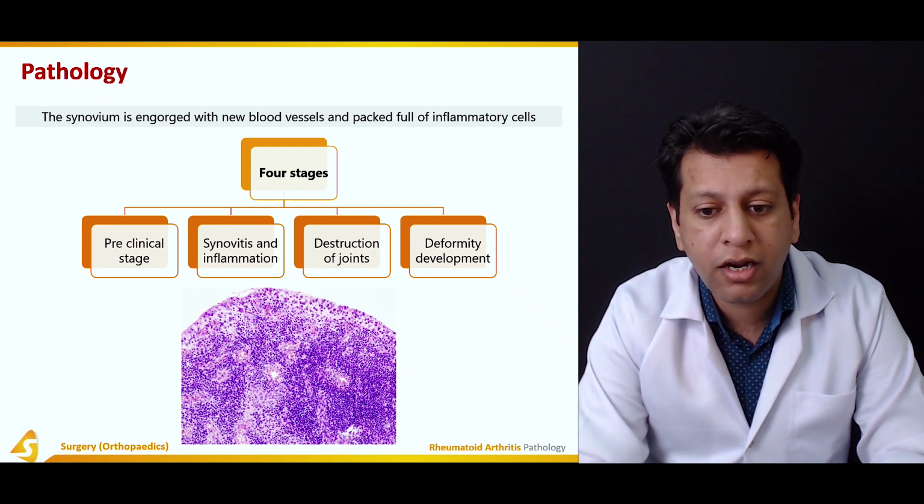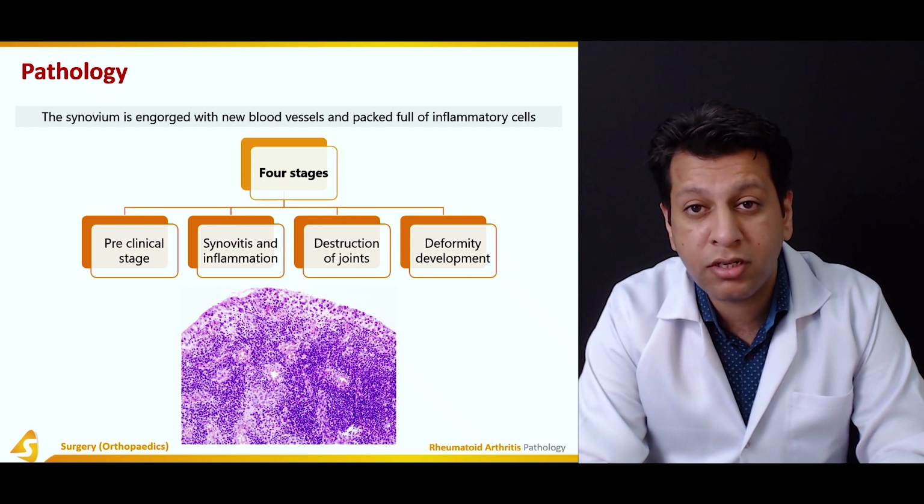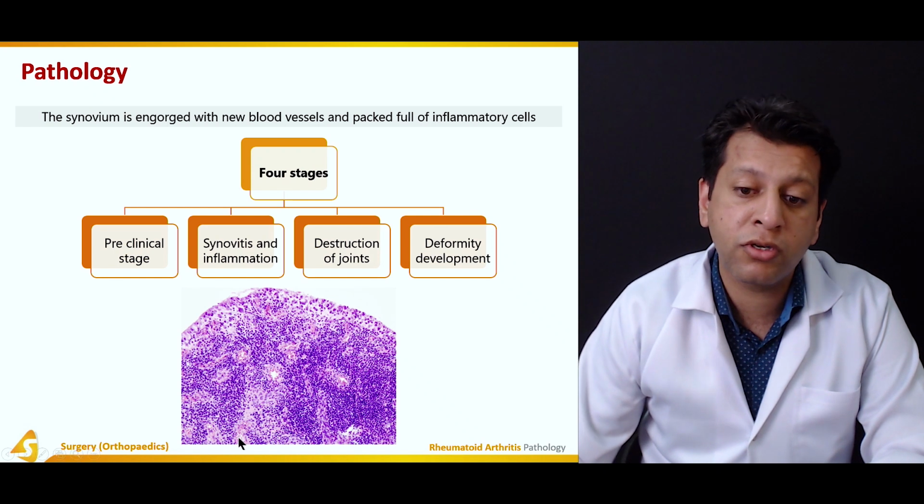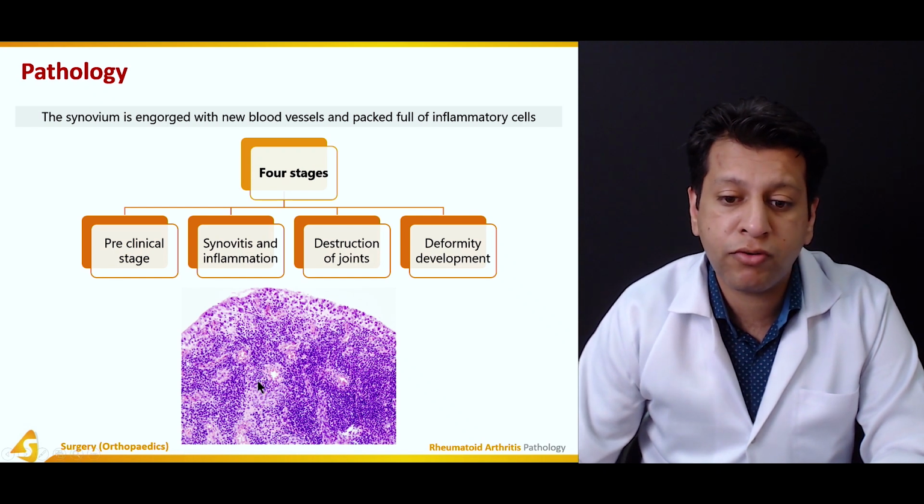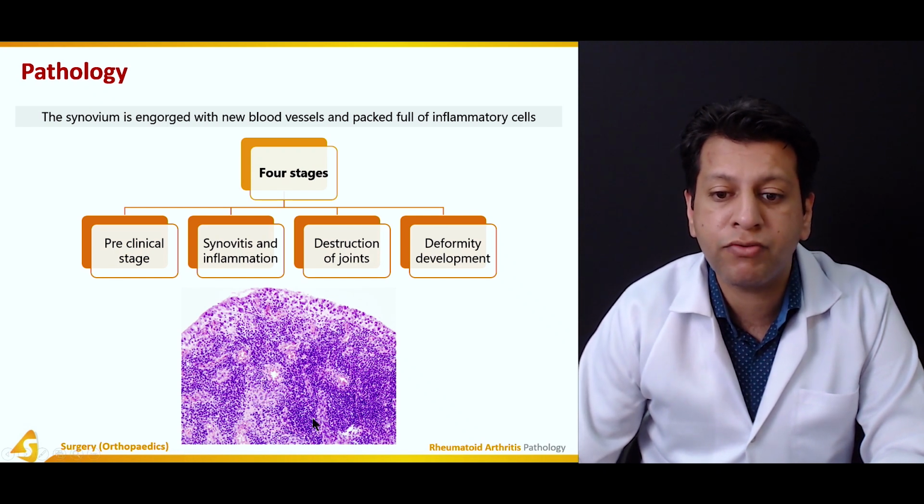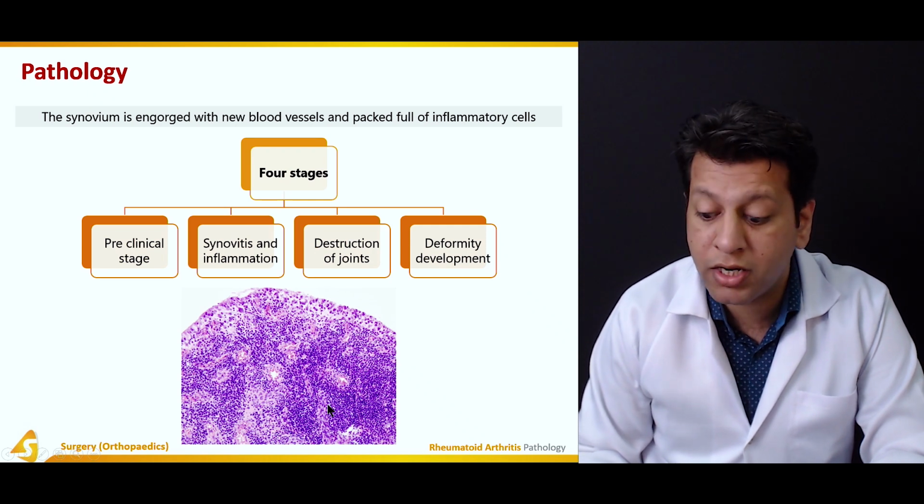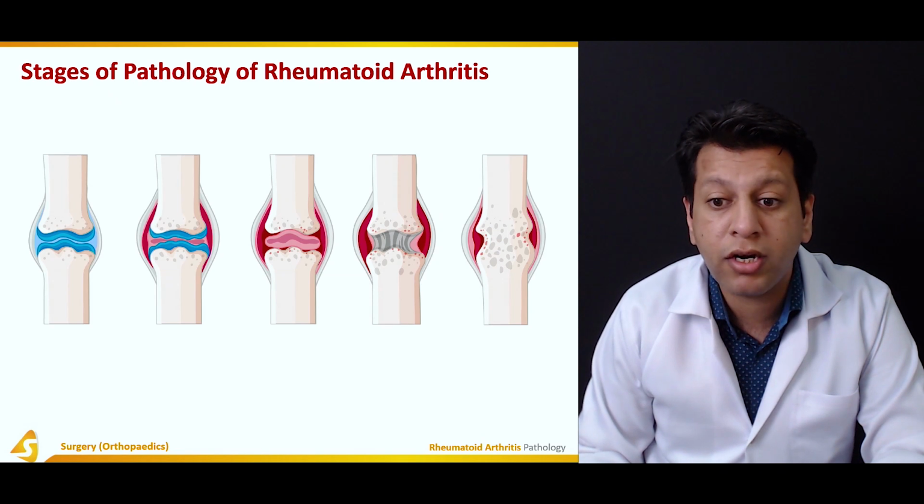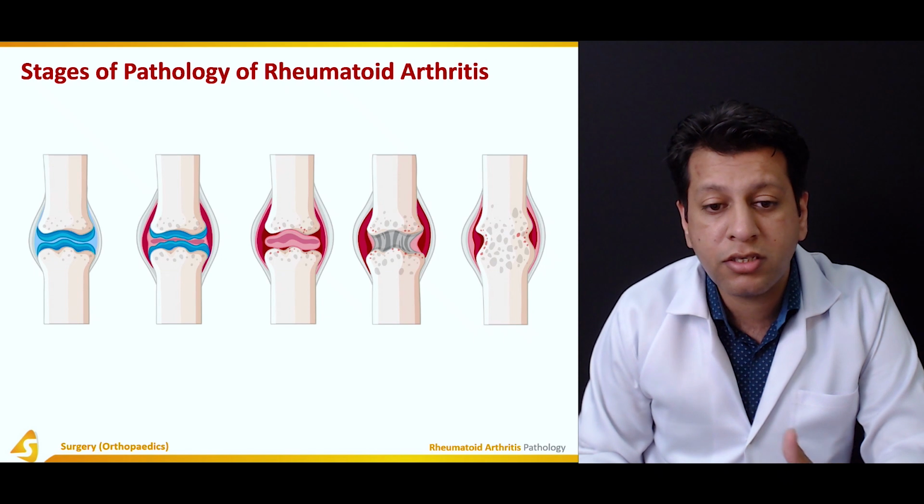In the lower diagram, you can appreciate a histopathological slide of a synovium, which is showing a lot of blue dots because there's a high amount of neutrophilic infiltration and inflammation of the synovium occurring in the rheumatoid arthritis patient. Now this is also a diagram which is showing how the stages actually progress.